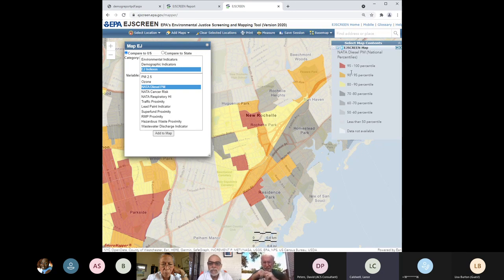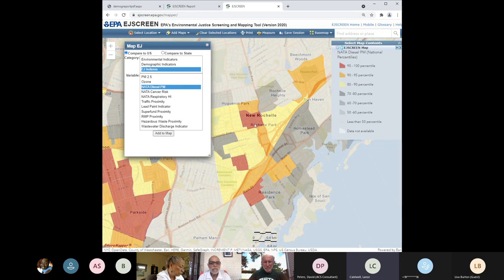Just to explain the percentile a little bit, percentile is different than percentage. When it says 95 to 100 percentile for the dark red areas, it's not saying that 95 to 100% of anything is going on. What it's saying is that the folks that live there are disproportionately impacted by these environmental indicators at a higher amount than 95 to 100% of the rest of the country. Right now it's comparing to the rest of the United States, if you looked at all block groups in the United States.